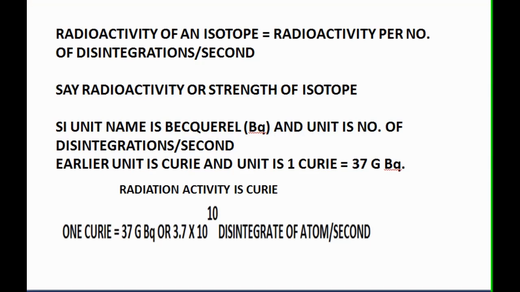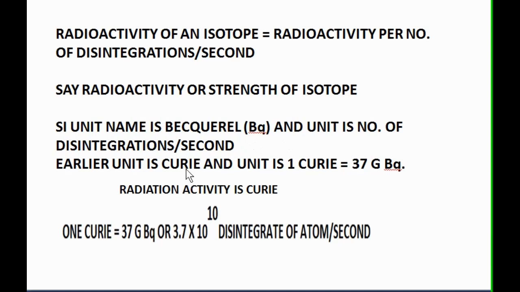Radioactivity means the emission of ionizing radiation. The radioactivity of an isotope is the number of disintegrations per second. Another name for radioactivity is the strength of the isotope. The SI unit name is becquerel, and the unit is number of disintegrations of atoms per second.